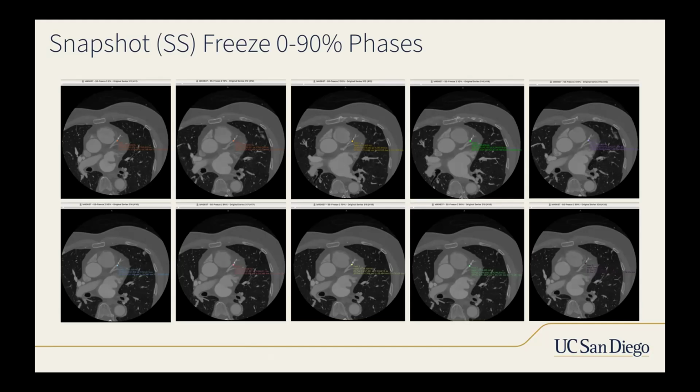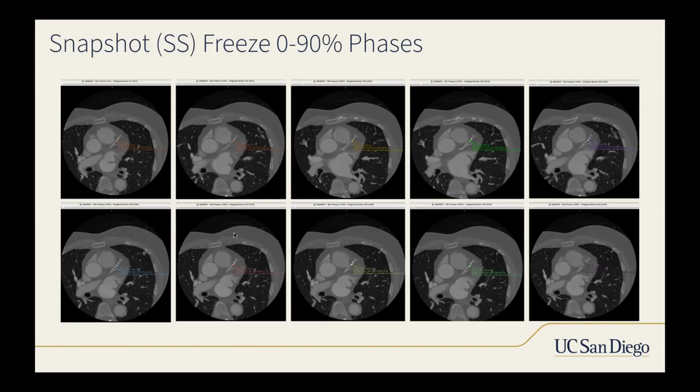By phase 50, so the bottom left now, this is mid diastole. Are you able to use the cursor or the pointer, is it available there? There you go. Oh, great. Perfect. Thanks. Yeah, I'll point as she says. Okay. So we're now at 50.